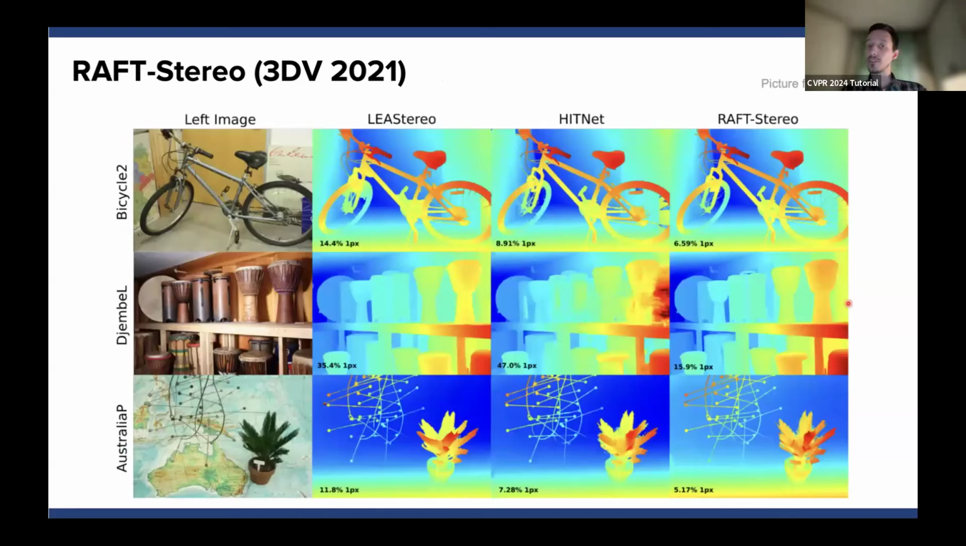And here we have some qualitative results. At the time of publication, RAFT-Stereo was the state of the art on the Middlebury dataset and was capable of predicting much finer predictions, as we can notice here on the bicycle. And here at the very bottom, we can see the bad-1 error with respect to existing architectures, such as LEAStereo, for instance. So you can figure out how RAFT-Stereo was capable of halving the error with respect to LEAStereo, and also with respect to more recent architectures like CREStereo, which unfortunately we don't have the time to cover in this tutorial.